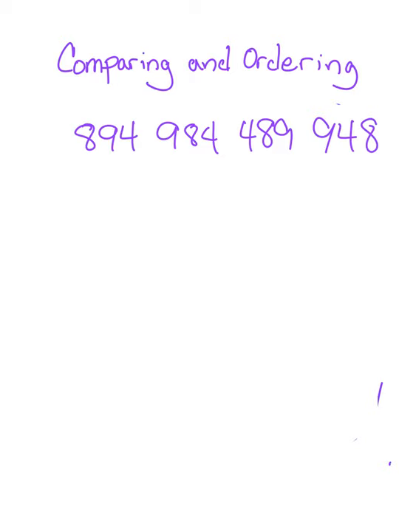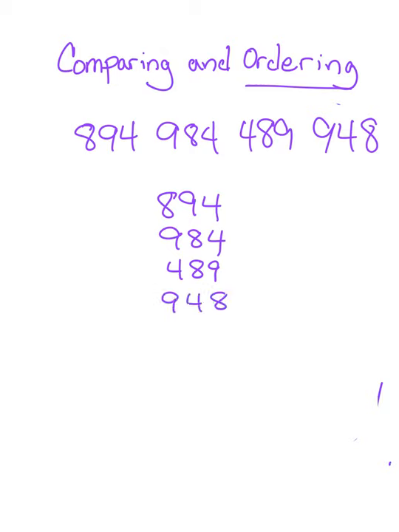The next thing we're going to work on is ordering numbers. Okay, so in this case, we could go either least to greatest or greatest to least. Let's say that I want to go from the greatest to the least. Well, one strategy that I remember my 5th grade teacher teaching me was to stack the numbers. So if we do that, we write them right over top of each other, 894, 984, 489, and 948.